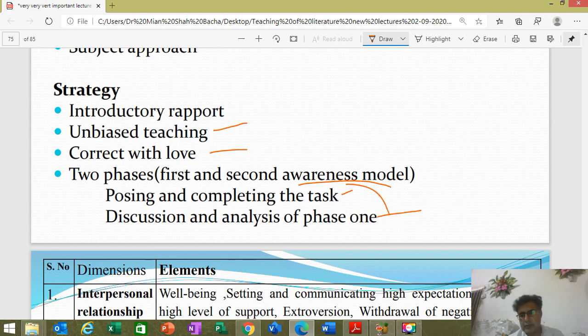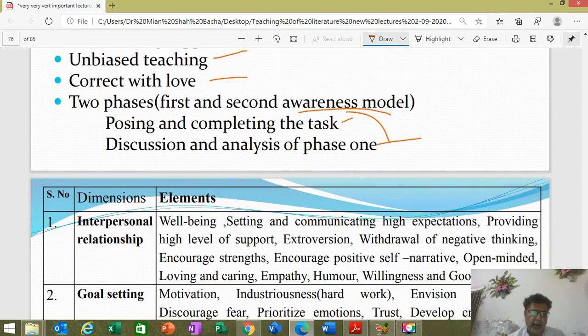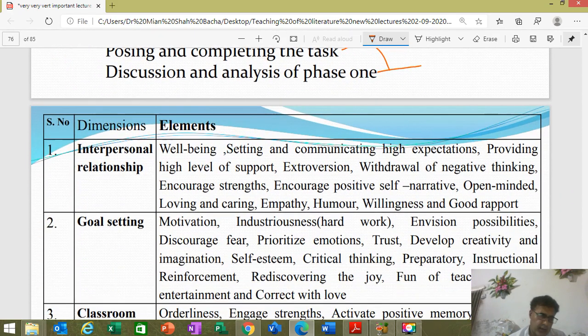All right. Move on. We have to move on to certain different dimensions and the elements which those dimensions have.